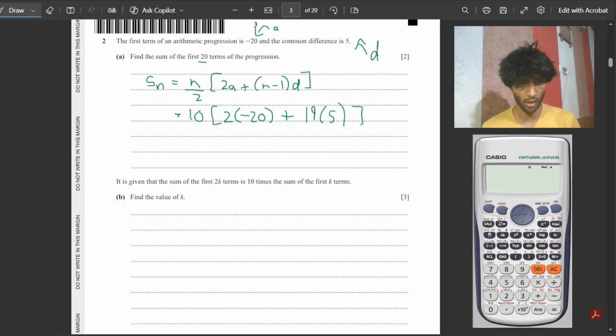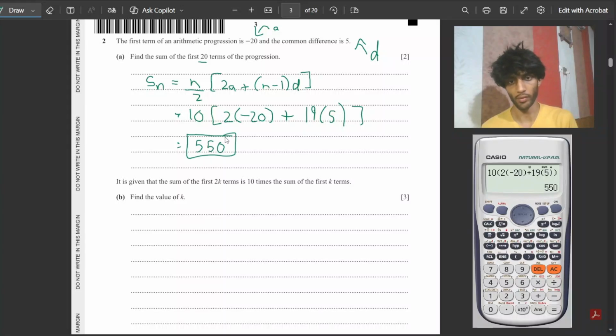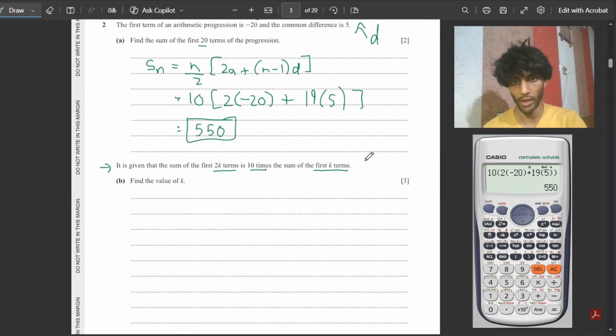So we can basically use our calculator again, 2 times negative 20 plus 19 times 5, and this is equal to 550. So the first 20 terms have a sum of 550. The next part says it is given that the sum of the first 2k terms is 10 times greater than the sum of the first k terms. What does this mean? We have to find the value of k.